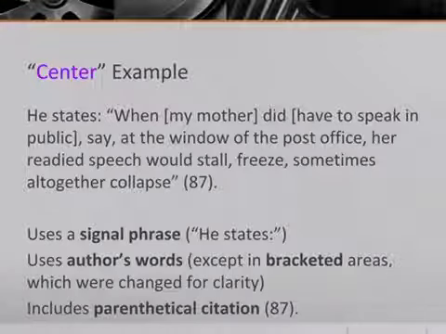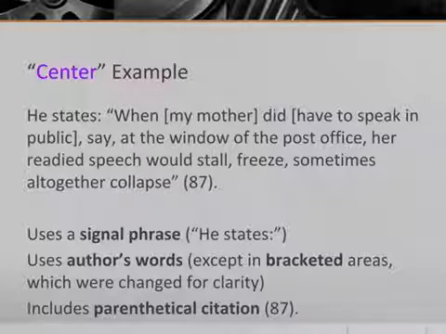Here's an example of the center. He states, "When my mother did have to speak in public, say, at the window of the post office, her readied speech would stall, freeze, sometimes altogether collapse." Page 87. As you can see here, the signal phrase uses he to refer back to Chang-Rae Lee, along with the reporting verb states. One thing to remember is that your reporting verb will always be in present tense if you're referring to a written work.